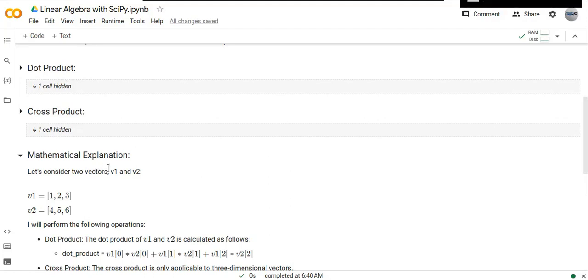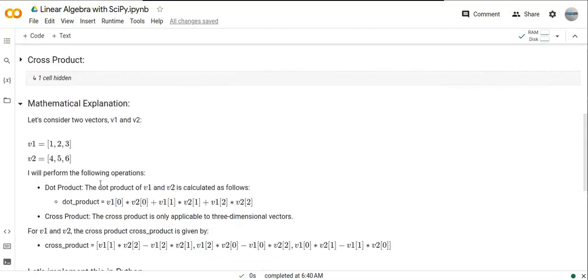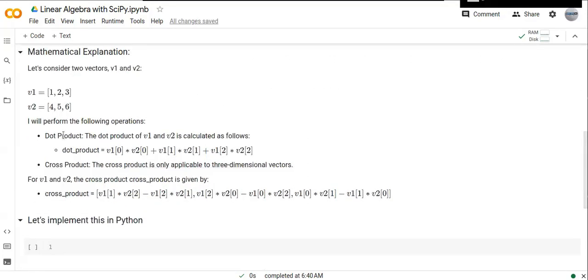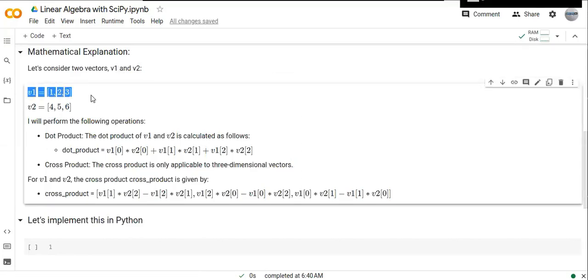Let's see the mathematical explanation of the two vector operations. Let's consider two vectors, vector 1 and vector 2. Vector 1 is 1, 2, 3, and vector 2 is 4, 5, 6. And I will perform the following operations to perform the vector operations. The first one is the dot product.